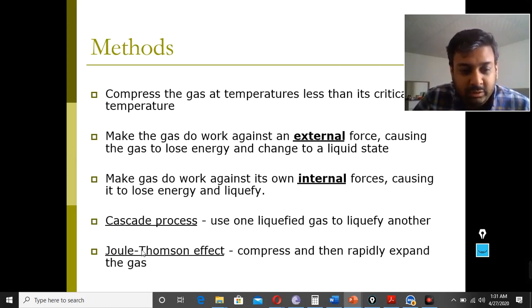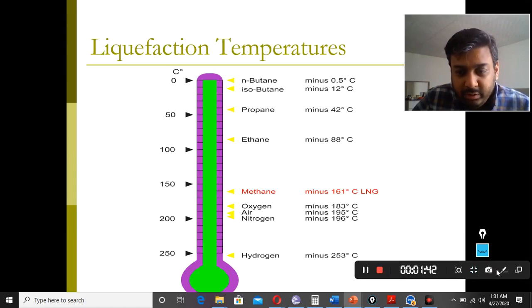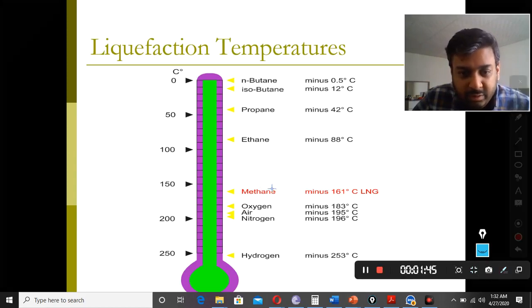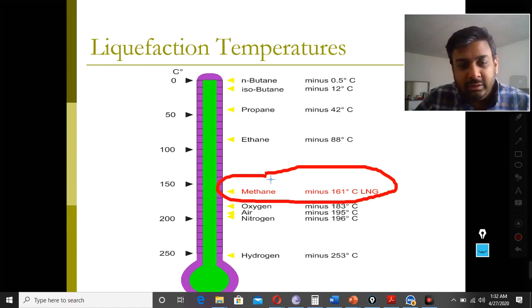Two processes usually are used. One is the cascade process, and the other one is the JT effect, Joule-Thomson effect. Compress and then rapidly expand the gas. Usually the JT effect is mostly used in this process, and that we will discuss in much more detail in the coming lectures. And what temperatures do we keep? Well, as you can see here, methane minus 161. At this temperature we keep the gas, and the gas becomes the liquid, and then it is easy to transport in tankers.